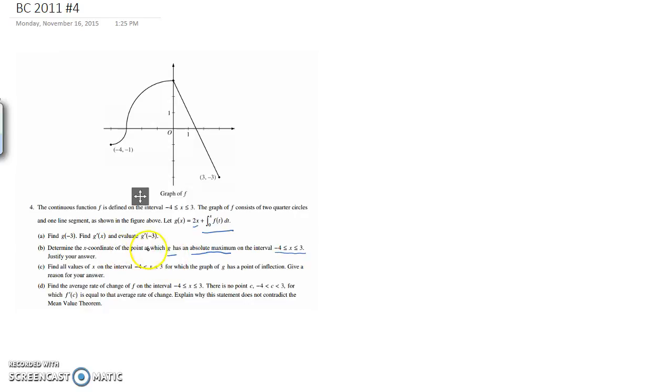So question B is asking us to figure out the absolute maximum of this function on this interval. And I want to again mention that means that we're looking for what's happening at the endpoints, and we're looking for any critical points of g. Since g is defined as 2x plus the integral of this given function, we know that g prime is going to equal this derivative. So the derivative of that is 2 plus this guy's derivative, which is going to be f of x.